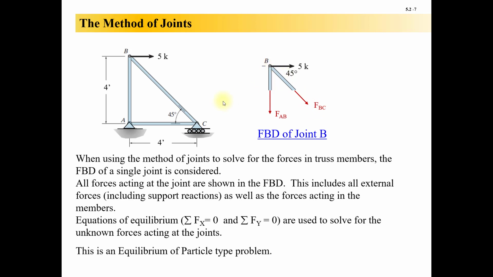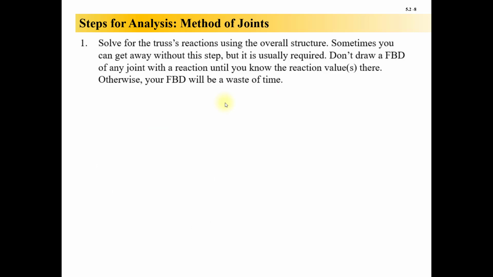So that's the method of joints. How do you do that? Well, you solve for the truss's reactions first using the overall structure. Sometimes you can get away without this step, but it's usually required. Meaning, when in doubt, and unless you have a good hunch to think otherwise, solve for the reactions first.